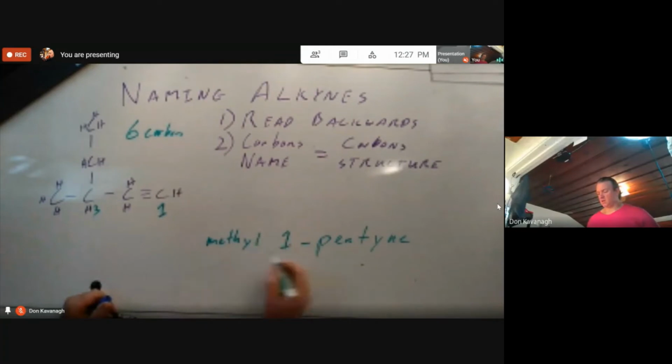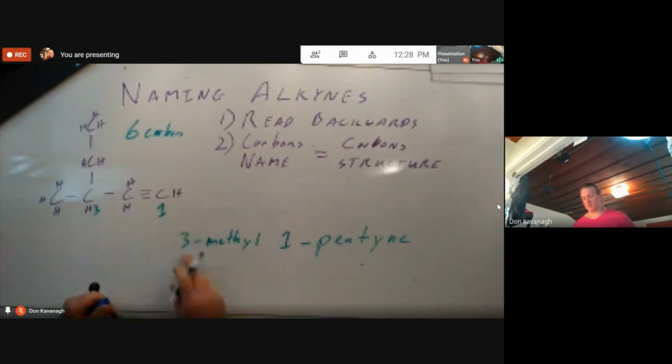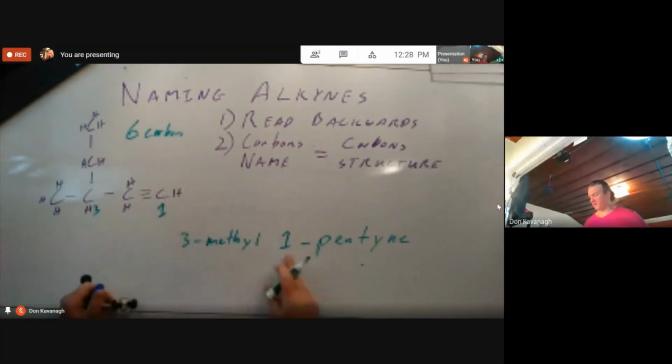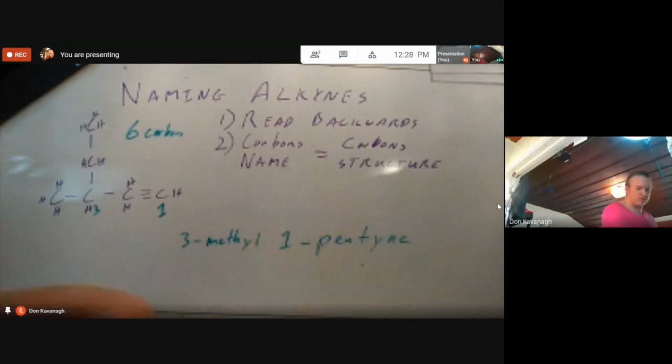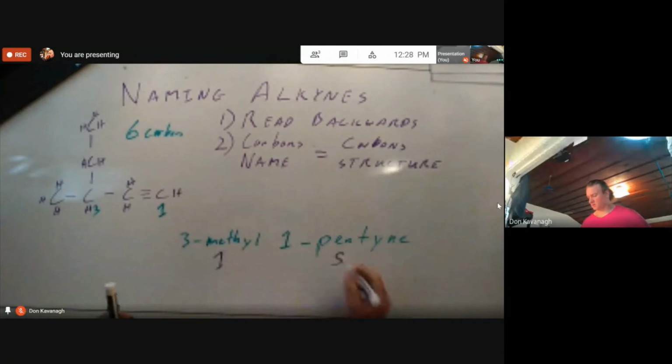Now, methyl 1-pentyne, we need to tell the reader where this methyl is located. And it is a pendant that's dangling off the 3rd carbon. So this is 3-methyl-1-pentyne, or if you left out the 1, 3-methylpentyne. We have 6 carbons in our name, 1 plus 5, and we write it backwards there.